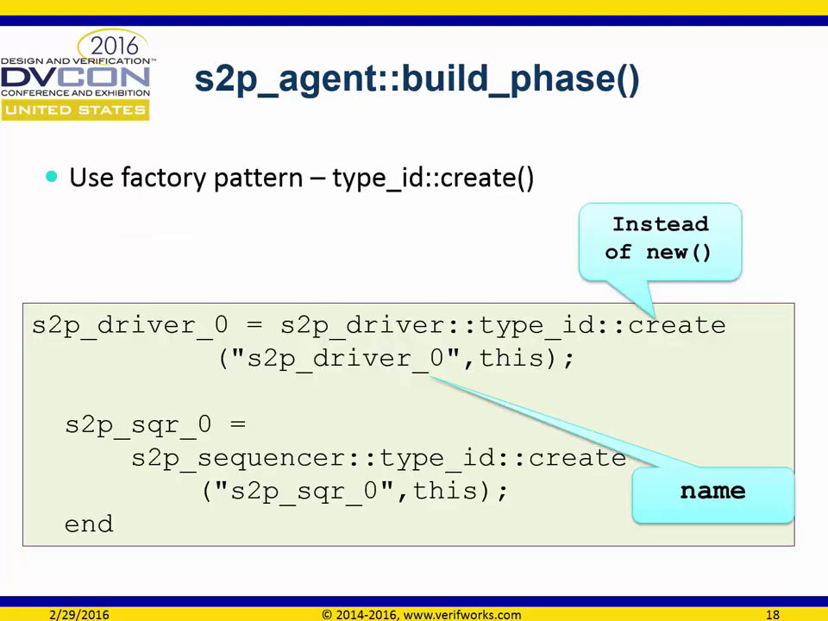So let's look at what happens during the build phase. So the S2P driver here uses the create method to create the driver. And this string here that is passed to it is called S2P driver 0. The sequencer has S2P sequencer 0. That's the name that's passed during the create. And this name is fairly important. One of the recommendations is to keep it the same as the name of the instance so that it's easy to debug. But you're allowed to put any name that you like. It's a string. It could be your credit card number, right?